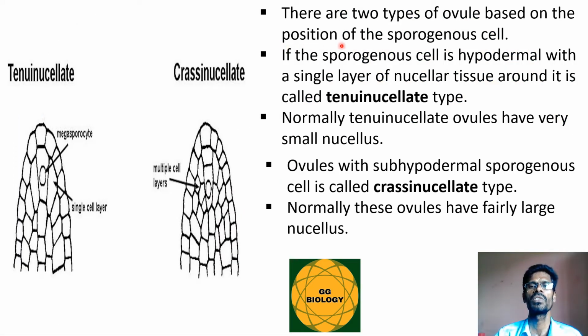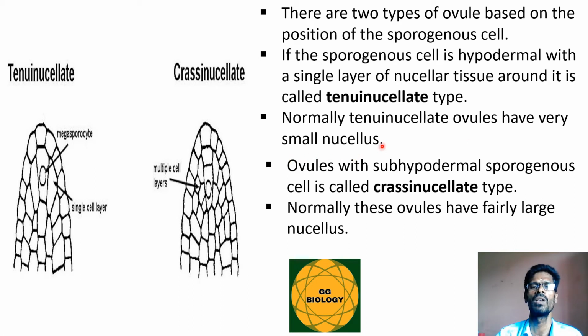Depending upon the position of the sporogenous cells, there are two types of ovules. One is the tenuinucellate type, and the second is the crassinucellate type. In the tenuinucellate type, the sporogenous cells are hypodermal with a single layer of nucellar tissue. Here in the figure the megasporophyte is shown, and the megasporocyte is covered by a single layer of cells.